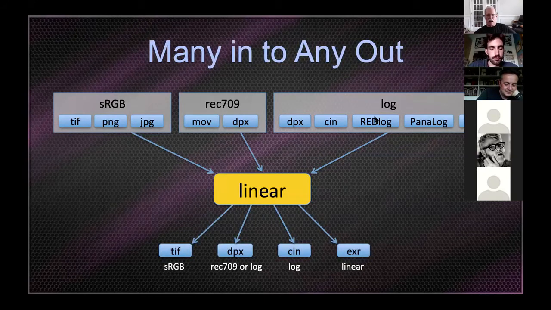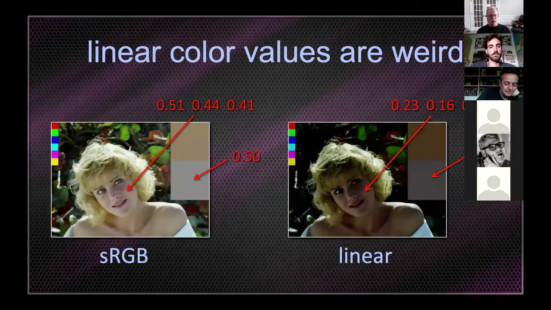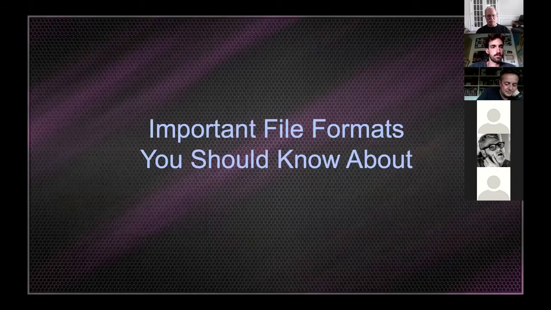I can take all these different images, linearize them, and mix them together, and then I can write them out in any kind of a color space I want. And this is how we properly manage the situation with linear color space. And of course, floating point, got to have float. And linear color values are weird. You got to get used to it. It's kind of hard on your head.